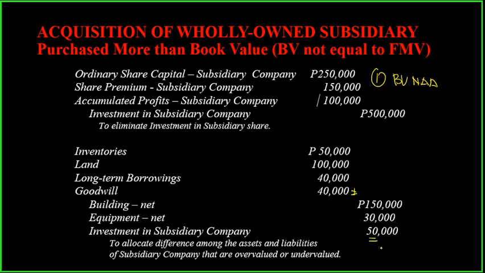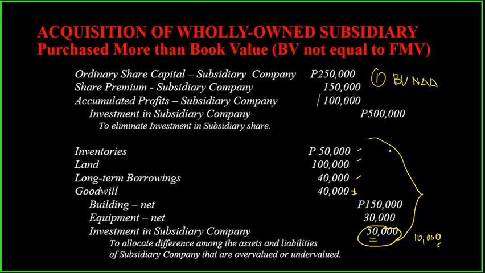Okay, kung ako yung tatanungin dito, okay, you will have one entry: debit to inventories, debit to land, debit to long-term borrowings, a credit to building, a credit to equipment, and you will have a credit to investment in subsidiary amounting to 10,000 pesos. And then one entry for the goodwill, debit to goodwill of 40, and credit to investment in subsidiary at 40. Okay, so ito parang dalawang entries yan. Kung magiging strict tayo at i-base natin siya sa schedule of allocation of excess. Okay po? So, those are your elimination entries.